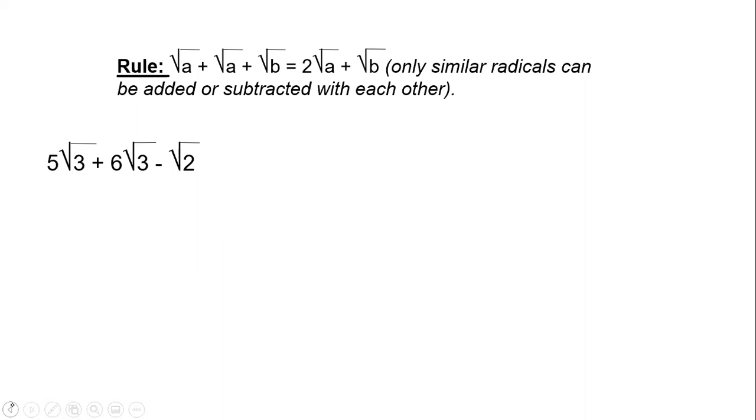Here we have 5 square root of 3 plus 6 square root of 3 minus square root of 2. In this case, the first two terms have the same radical of square root of 3. Therefore, they can be added together to get 11 square root of 3. The third term has a different number under the radical, therefore it cannot be subtracted and would just be written as is in the expression. And your final answer would be 11 square root of 3 minus square root of 2.